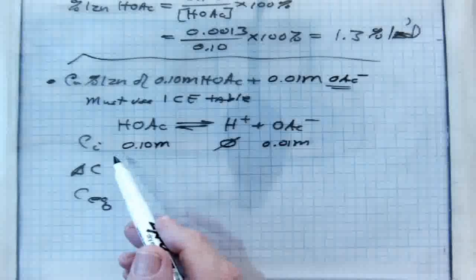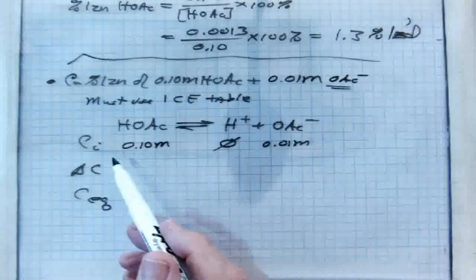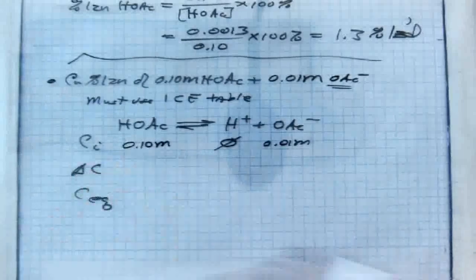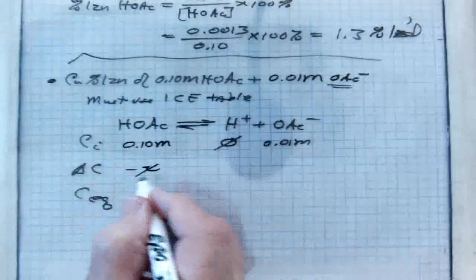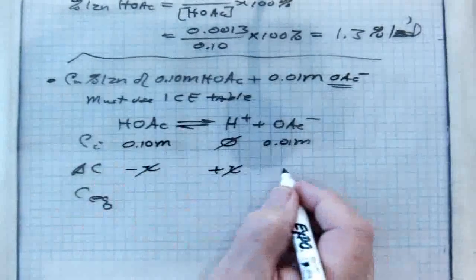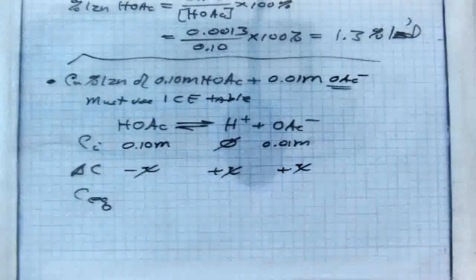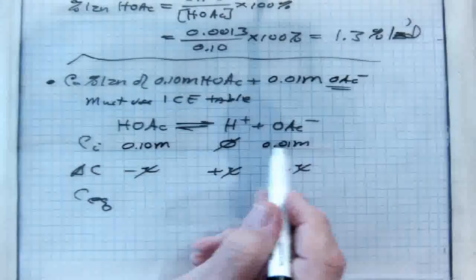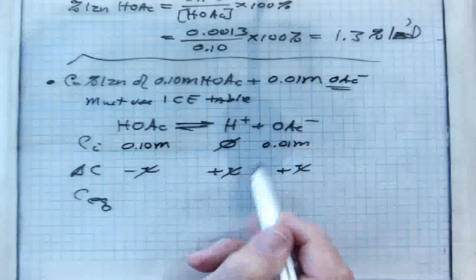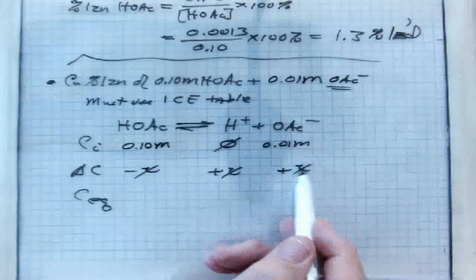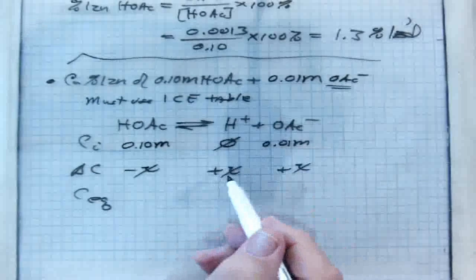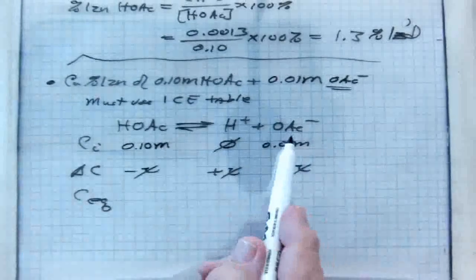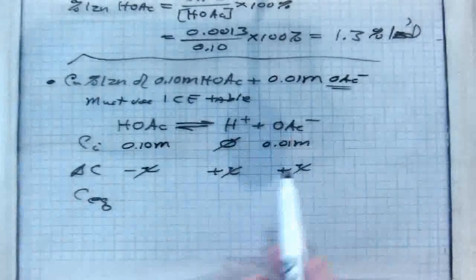So this is what you apply to the Ka expression. And so from our reaction, we have H3O+ times OAc- divided by HOAc. And then this, we put in the equilibrium concentrations, 0.01 divided by 0.10. Everything comes out in moles per liter at the end of this. So, and the Ka value is 1.8 times 10 to the minus 5.